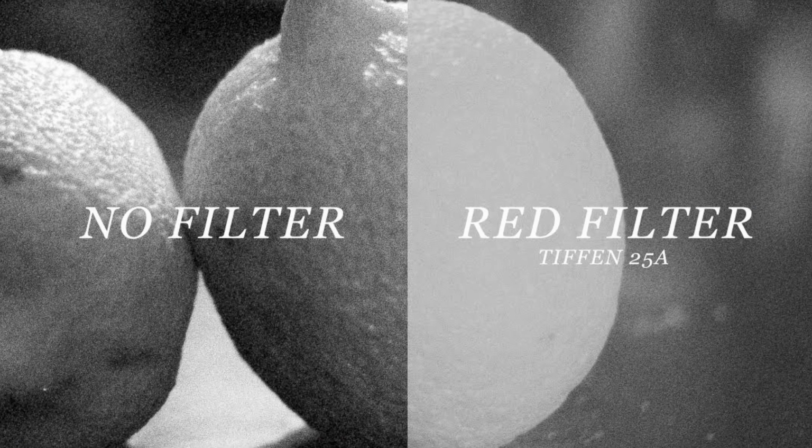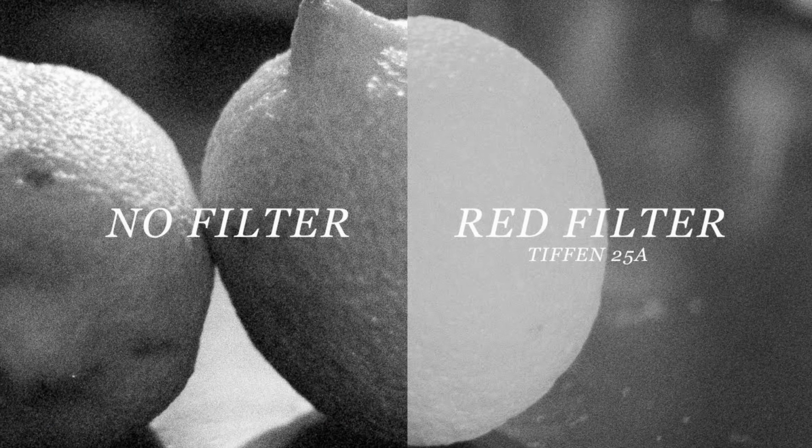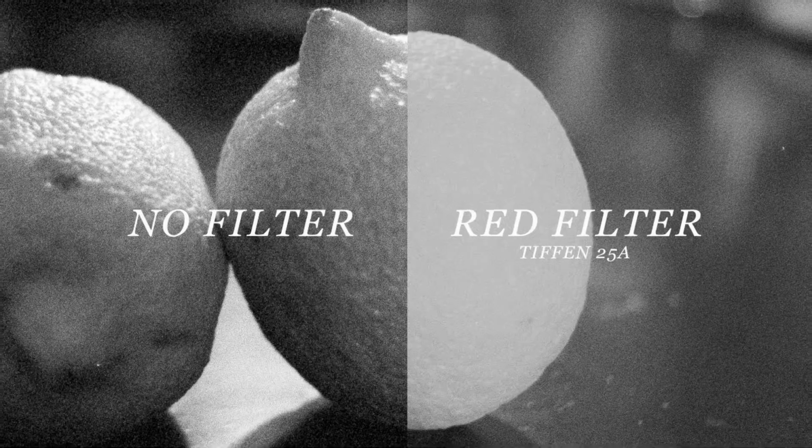Red filters, for example, are commonly used in black and white photography to darken the sky and enhance the contrast in the clouds. They can also be used to enhance the contrast in portraits and bring out the texture in skin tones. Orange and yellow color filters are often used in landscape photography to enhance the color of foliage and give the sky a deeper blue color. They can also be used to create a warm vintage look in portraits.